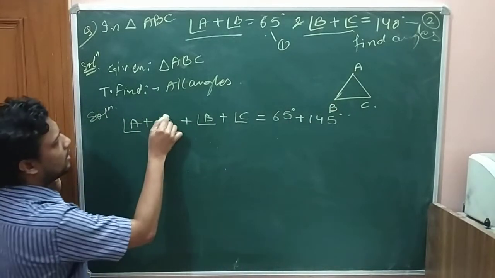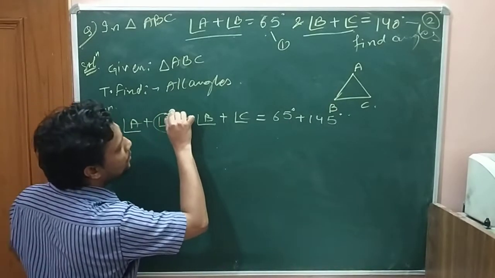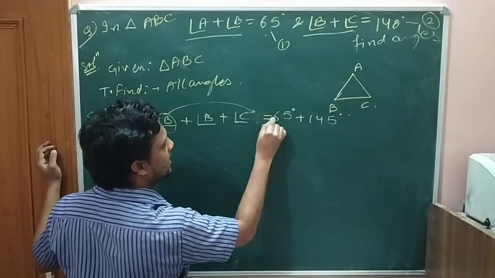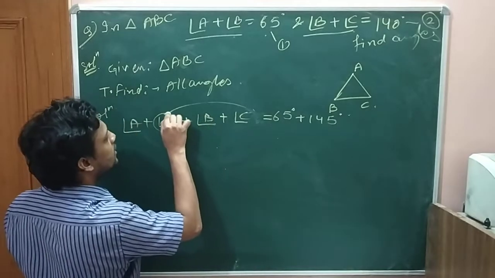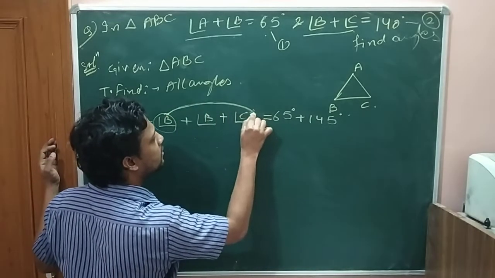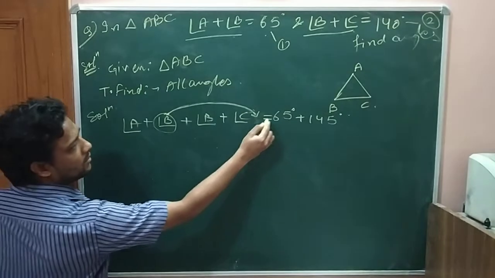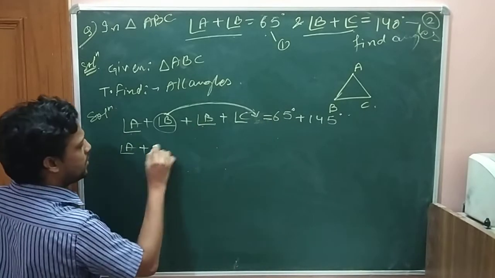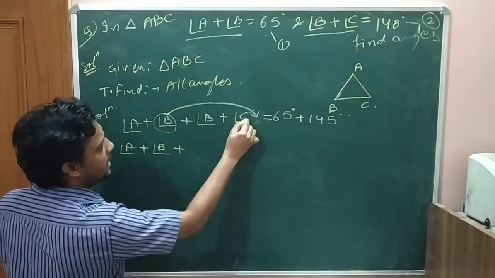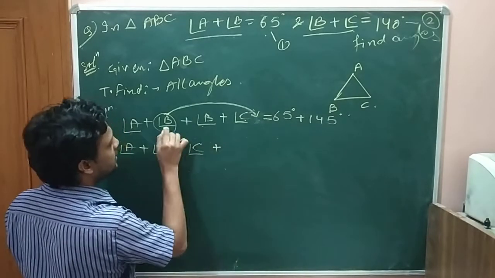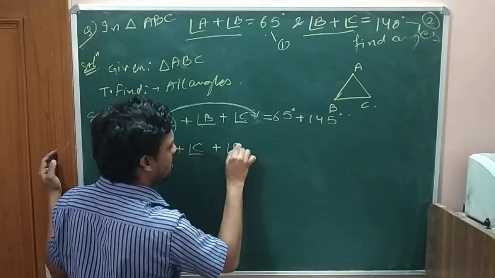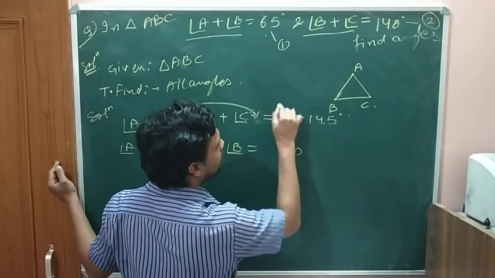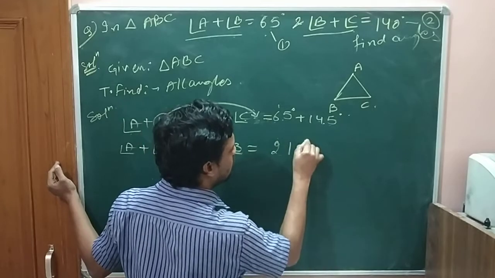Now shift this angle B to the last, before the equal sign, not on the right hand side. So angle A plus angle B plus angle C plus this angle B, which is shifted here, equals 210 degrees.